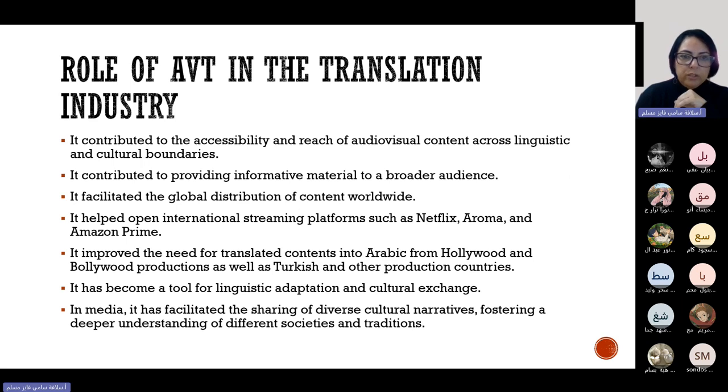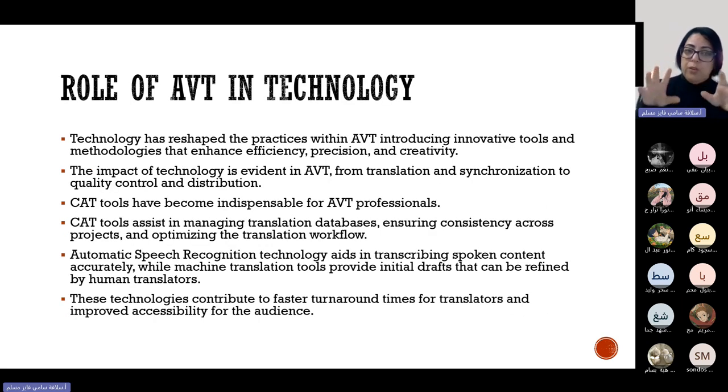Let's see. Okay, we're continuing the role. Now, we saw the role of AVT in the translation industry. Now we will see the role of AVT in technology. Okay? What did technology do? Technology has reshaped the practice within AVT. Before, subtitling wasn't there. It was something else, okay? It was just very brief, no efforts at all, just the bare minimum.